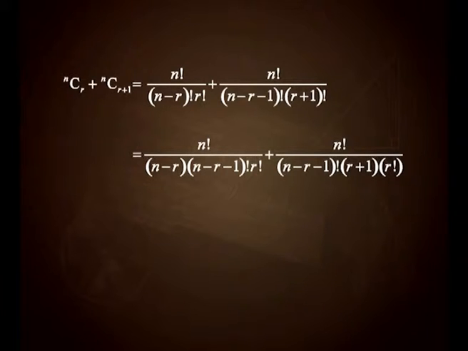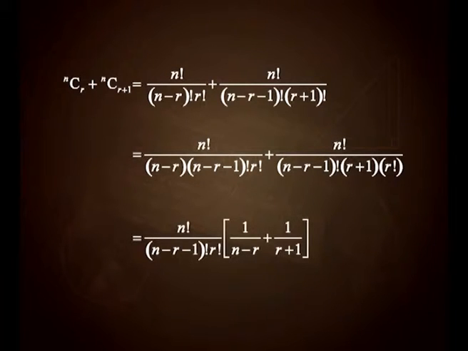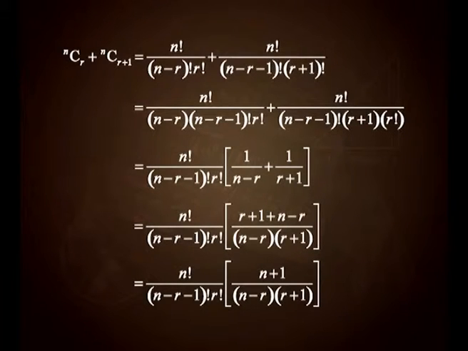Now, once I have done this, you can see that there are certain common terms which I can pull out of this sum. So, I have n factorial upon factorial of (n minus r minus 1) factorial times r factorial. These are the common terms between the two, and then I am left with only the sum of 1 by (n minus r) and 1 by (r plus 1). If I now continue with taking the LCM and simplify, I am left with (n plus 1) by (n minus r) times (r plus 1) and the quantities which I had taken out common earlier.